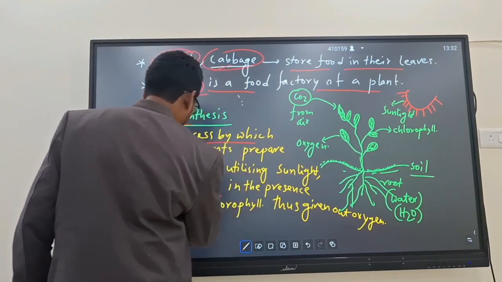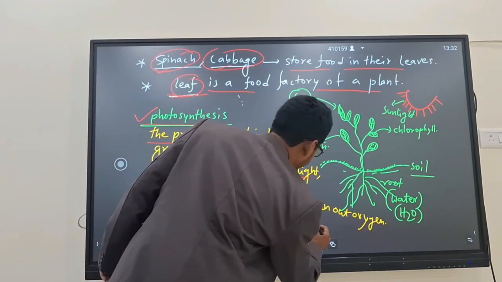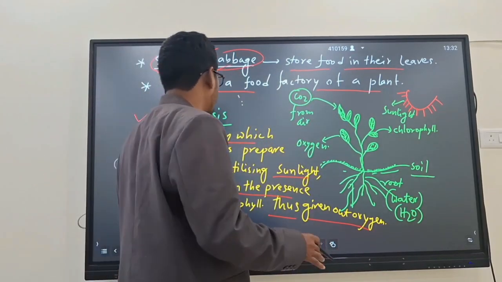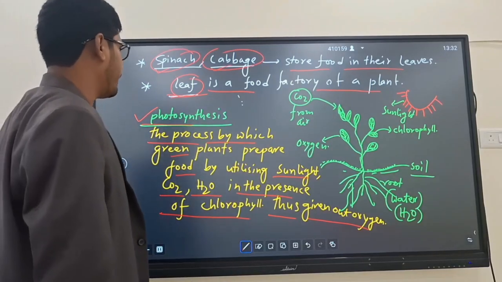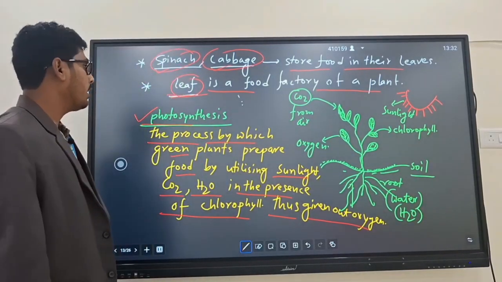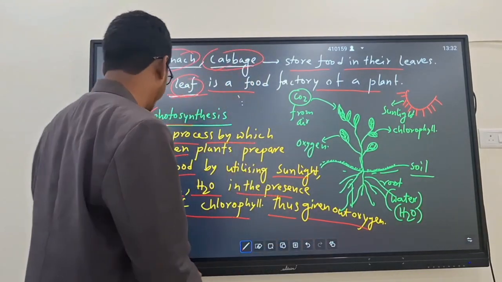So H2O, CO2 and sunlight in the presence of chlorophyll give out oxygen. Oxygen is given out when photosynthesis is going on. Photosynthesis takes place in the daytime, but at night time photosynthesis does not happen. At that time the tree or plant also takes in oxygen, not carbon dioxide.